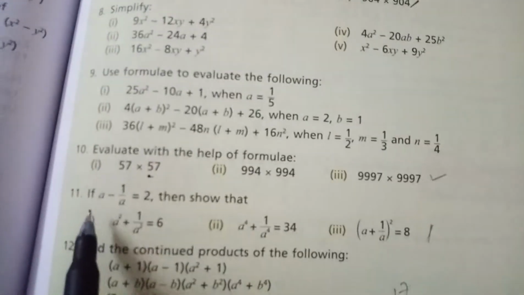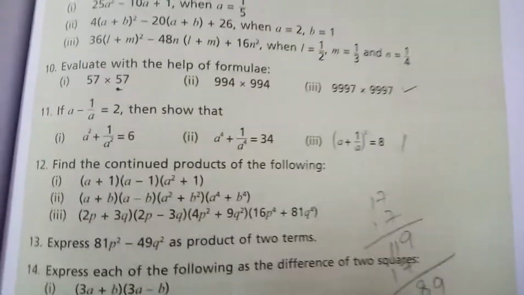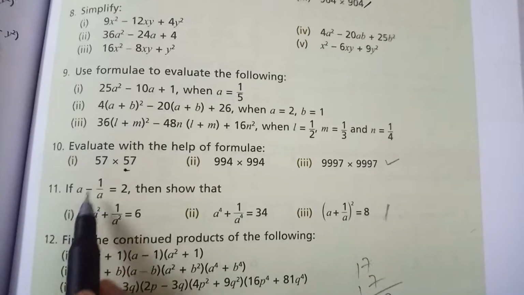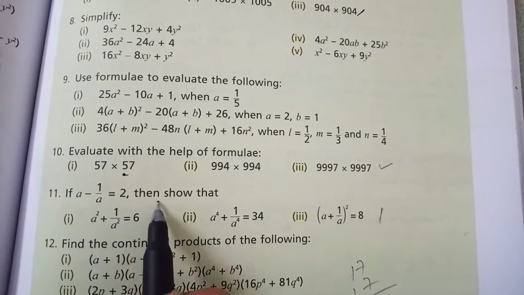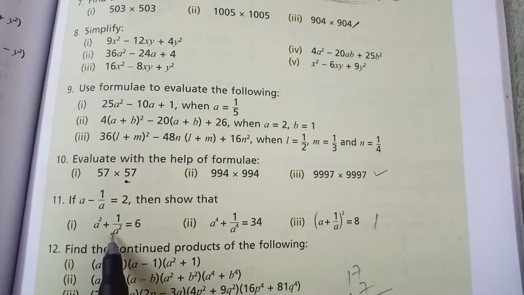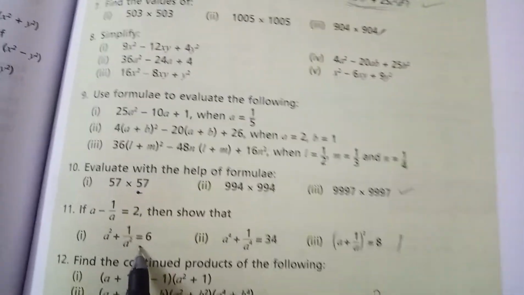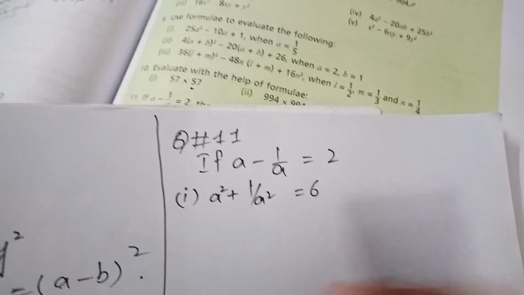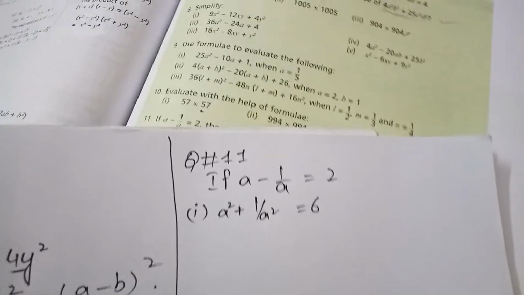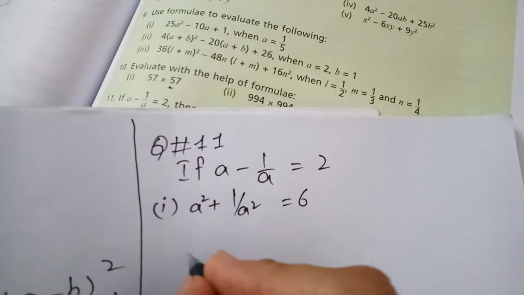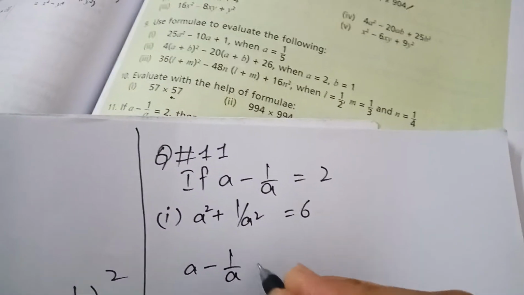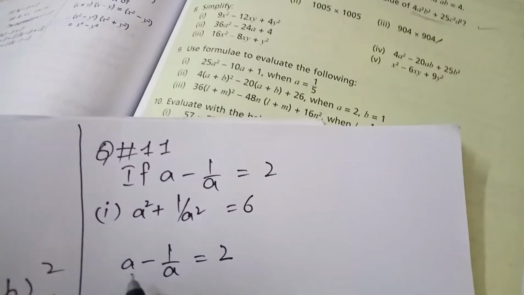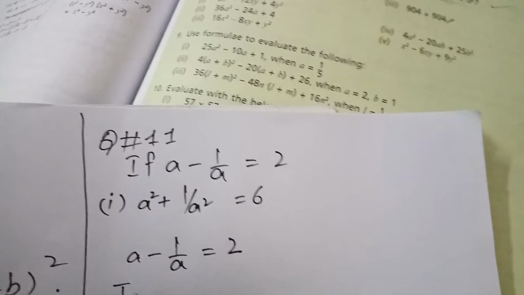Now come to question number 11. That is a minus 1 over a is equal to 2. Then you have to show whether a square plus 1 over a square is equal to 6. For question number 11, part 1, we have to verify whether this term is equal to 6 or not. A minus 1 over a is given to us as equal to 2. We have to prove its square equal to 6. So we will take square on both sides.